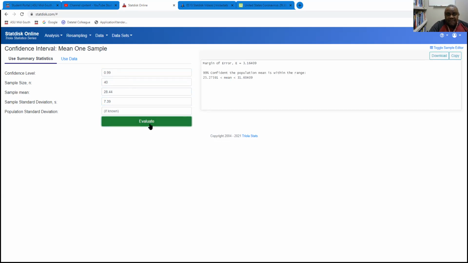So click on evaluate. And this is your confidence interval right here for the BMI of females. So we can interpret that as saying that we are 99% confident that the true BMI for females falls between approximately 25.28 and approximately 31.60. Okay.